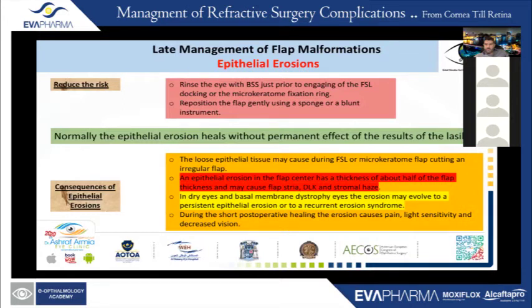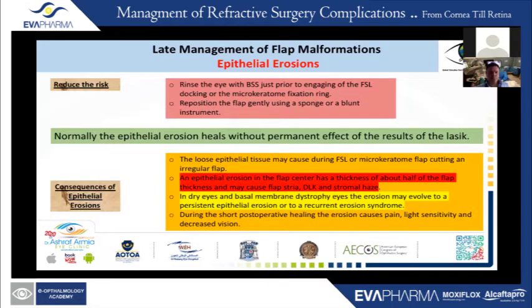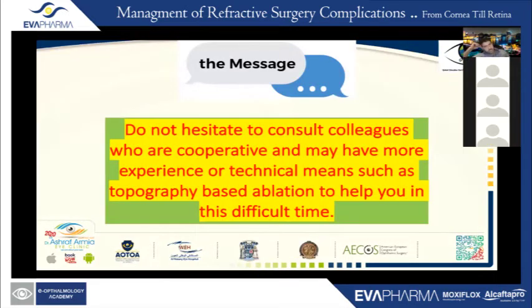But in some cases, epithelial erosion in the flap center with a depth of about half of the flap thickness may cause postoperative flap striae, DLK, and stromal haze. In dry eyes and basal membrane dystrophy, erosion may evolve to persistent epithelial erosion and can lead to recurrent erosion syndrome. So my take-home message, very important in any refractive surgery.